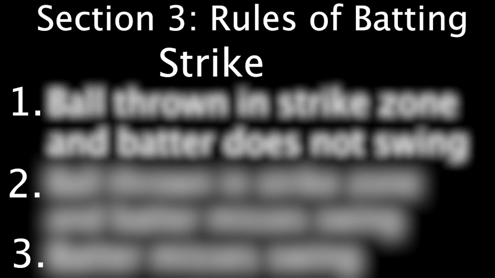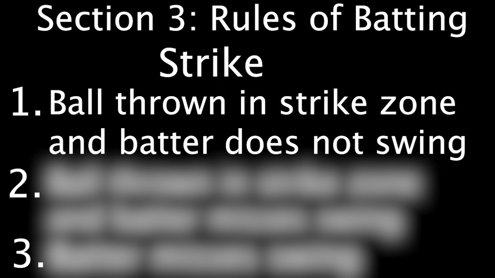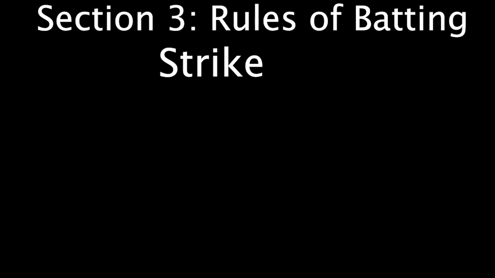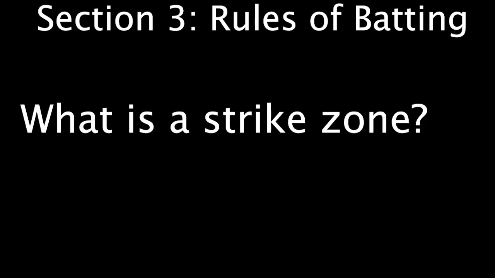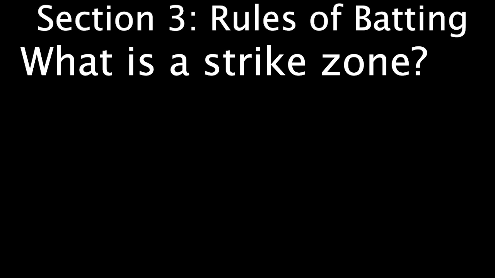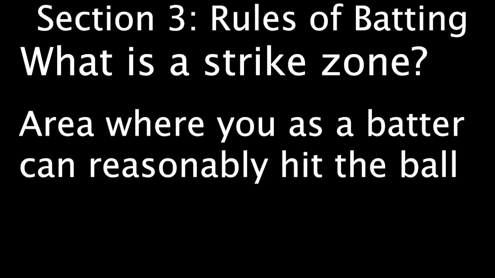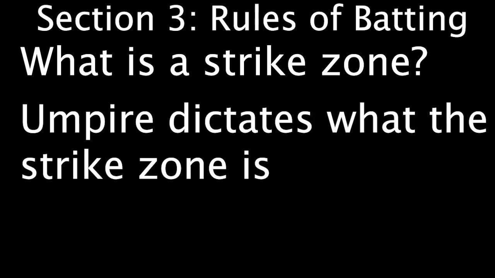First scenario being that if the ball is thrown in the strike zone and the batter does not swing at all. So let's start from the beginning and explain what exactly a strike zone is. A strike zone in general is just an area in which a pitcher throws a ball and you reasonably can hit the ball. It's not too low, it's not too high, it's not too outwards, it's not too inwards, right? This is a reasonable area in which if the ball is thrown over there, you can hit it. Now, who dictates what the strike zone is? Actually the umpire.